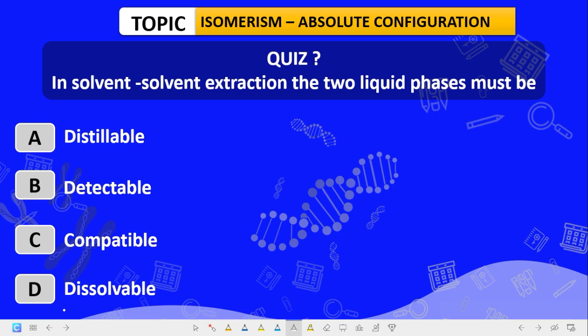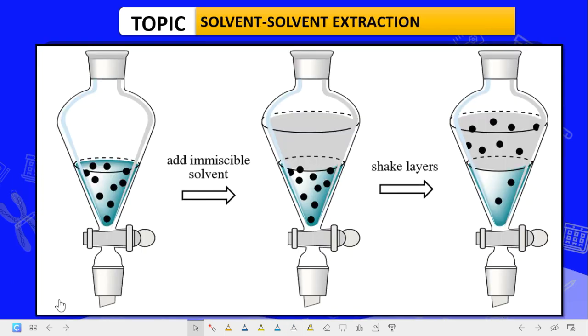Now next question. In solvent-solvent extraction, the two liquid phases must it be distillable? No, distill means to heat something to a high temperature in order to collect another thing. Must they be compactable? No, they must not be compactable. Dissolvable? No, they must be detectable. Now let me show you what liquid extraction or solvent-solvent extraction is, and then you'll see what I mean by being detectable. Now look at these compounds you have here.